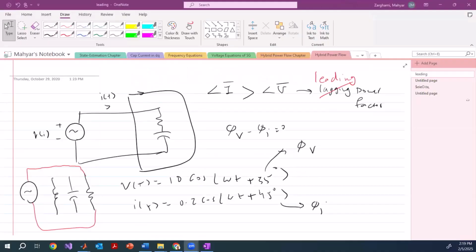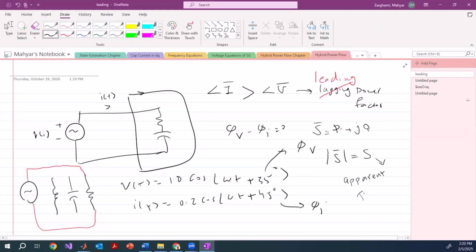So if this is active power, P, and this is reactive power, Q, if you just combine them together, that becomes the complex power, where complex power is a complex number, as the name shows. The magnitude of the complex power, which is S without bar, is called apparent power. So this is called complex power. The magnitude of that is called the apparent power.